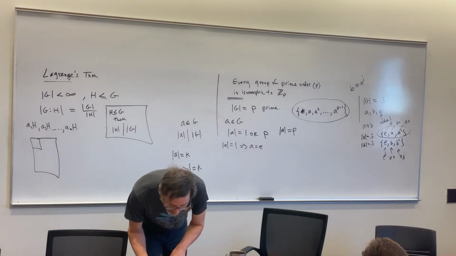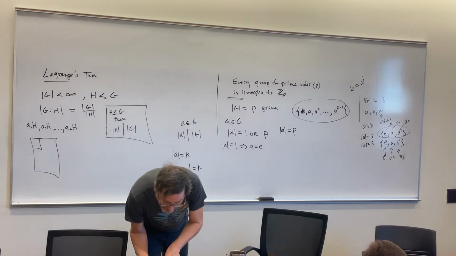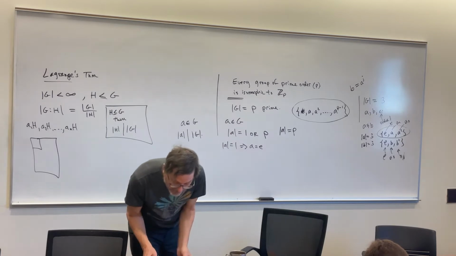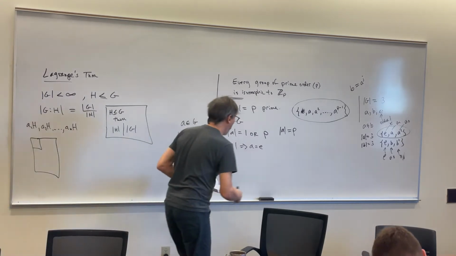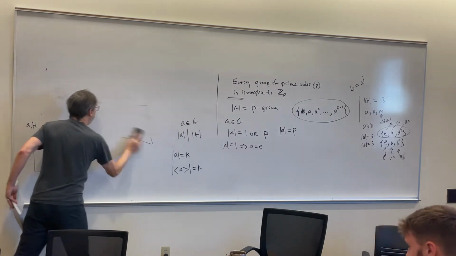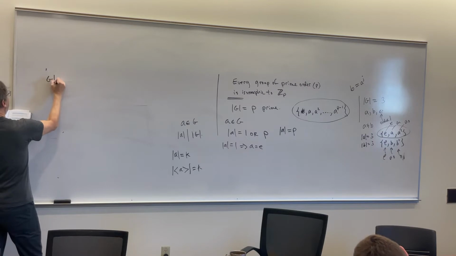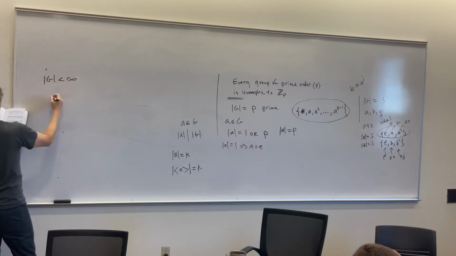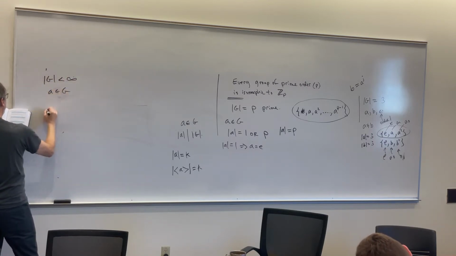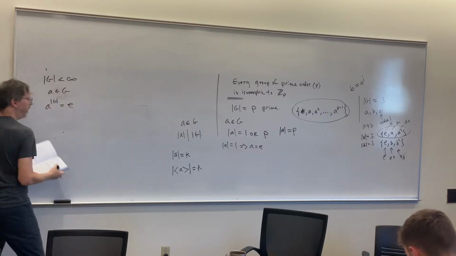Let's look at corollary 3. G is a finite group, an element a is in G, then a to the power of the order of G is e. So let me just write this one up so we can look at it together. This is corollary 3: G is finite, a is an element of G, then a to the order of G is equal to e. Why is that, without looking?